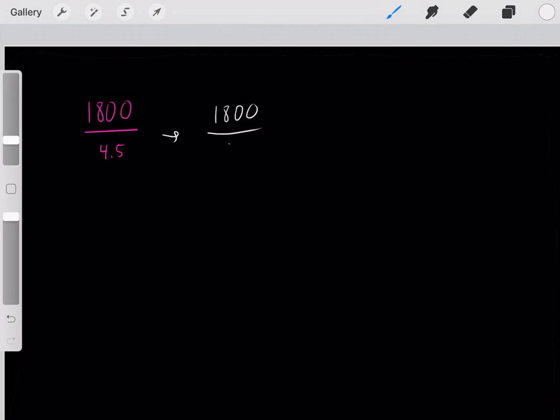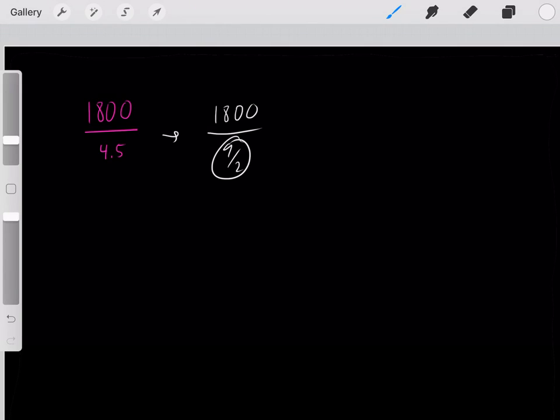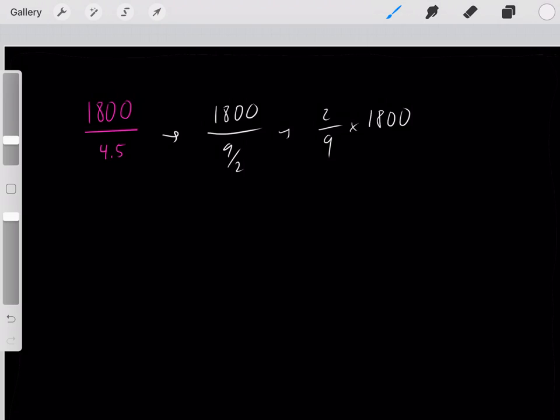So what about something like this? This may seem really complex. Well, again, the way I would do this is do this as 1800 divided by 9 divided by 2, because we know 4.5 is the same thing as 9 divided by 2. Now we know if we have a fraction in the denominator, we do the reciprocal when throwing it upstairs. So that's 2 essentially divided by 9 times 1800. So again, we take the denominator and do the reciprocal when throwing it upstairs.